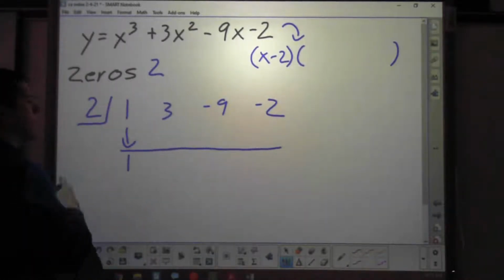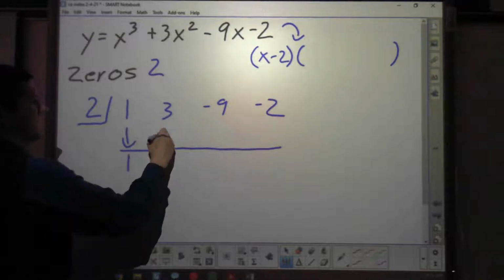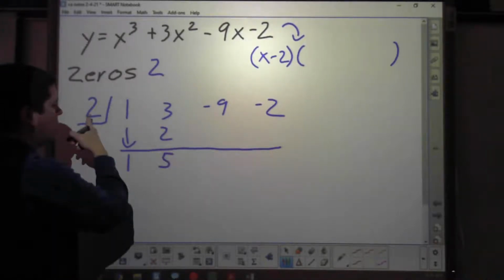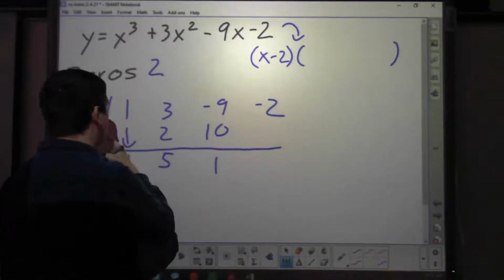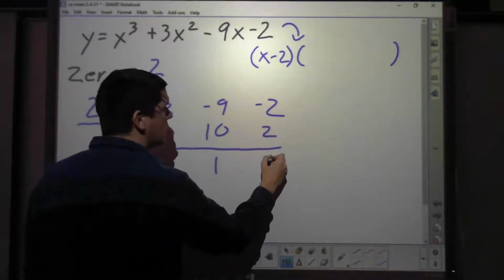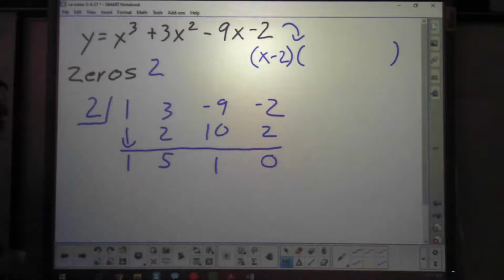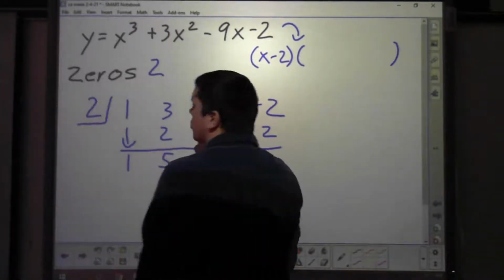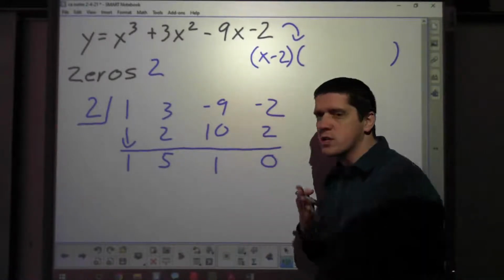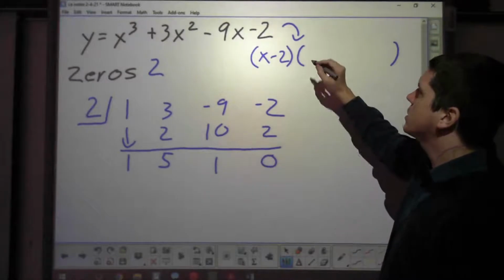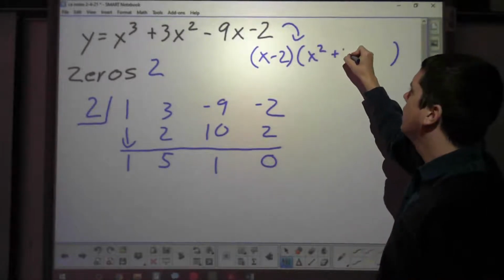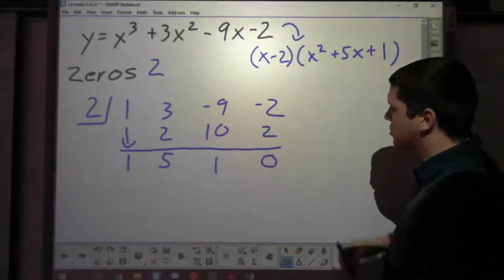So I bring down the 1. 2 times 1, I get 2. Add that down, I get 5. 2 times 5 is 10. Add that down, I get 1. 2 times 1 is 2. You get a remainder of 0. I better get a remainder of 0, otherwise I did something wrong, because we already knew it was a 0. That was confirmed for us in the XY chart. So what this means, that's an x squared to begin with, so I have x squared plus 5x plus 1.